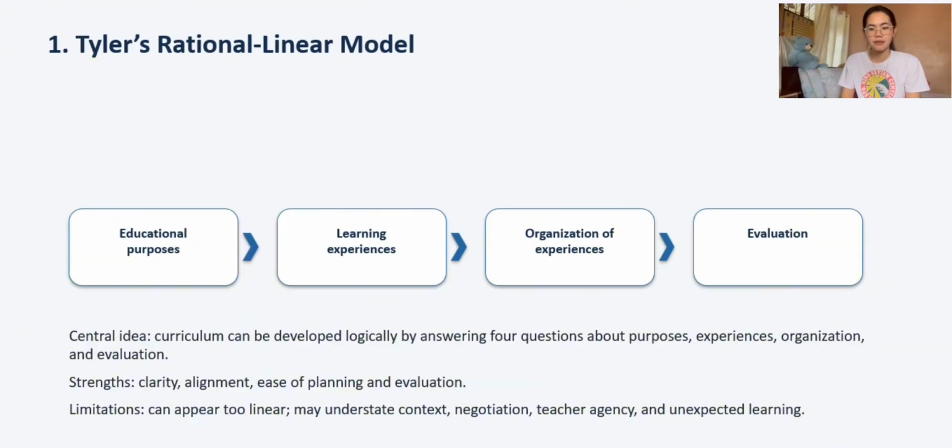So in simple terms, Tyler's model follows this flow. We have objectives, learning experiences, organization, and evaluation. One strength of this model is that it provides clear direction and alignment. However, one limitation is that it can sometimes appear too linear because curriculum development is not always a straight process.